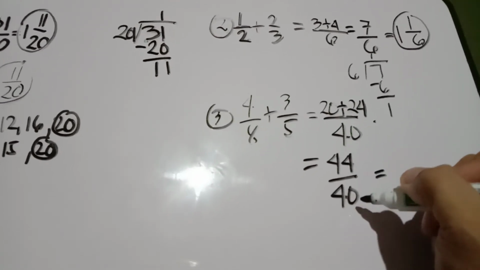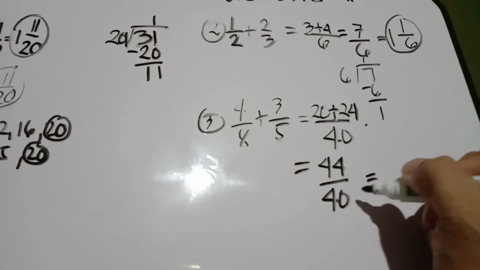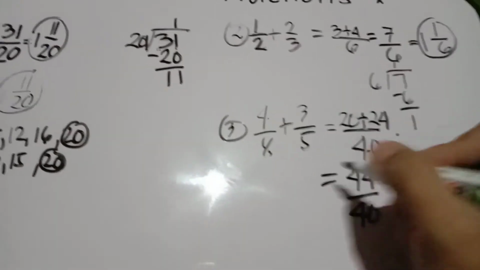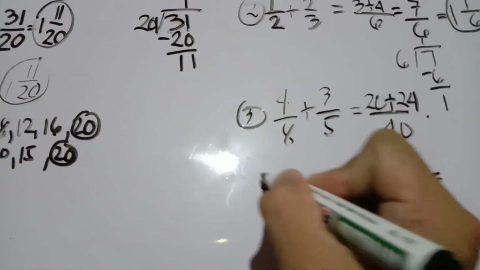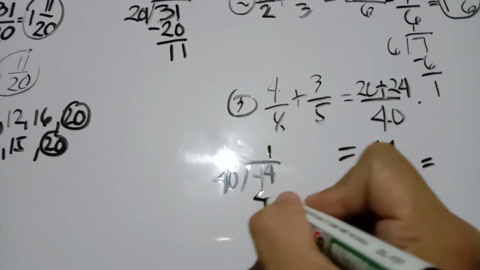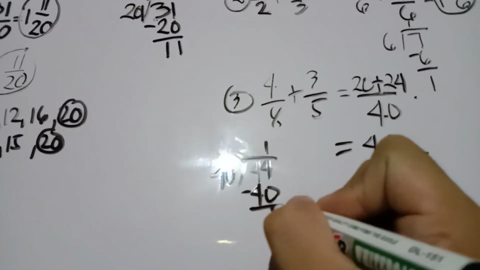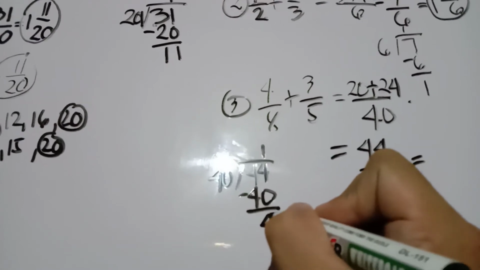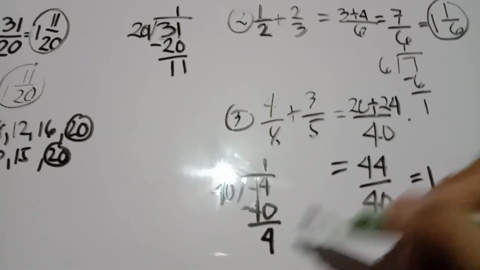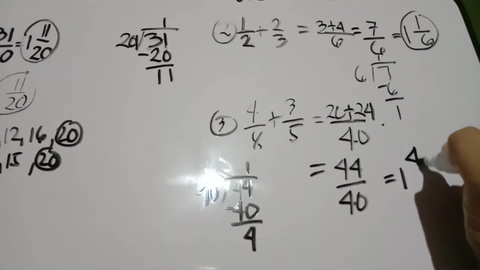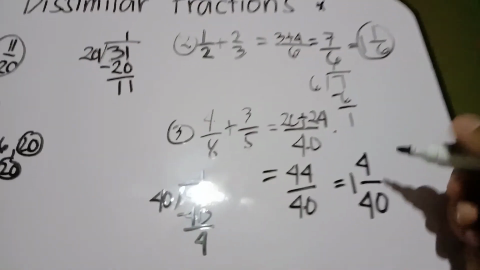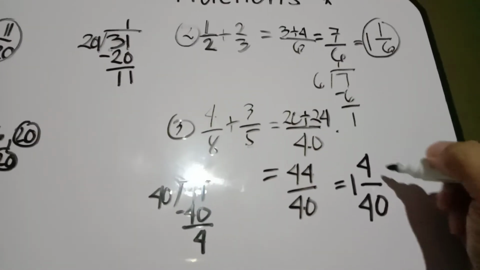So we are going to change the fraction to mixed number. So by dividing, so we are going to divide 44 by 40. Okay, so of course that is 1. 1 times 40, that is equal to 40. Subtract 44 minus 40 is equal to 4. So our answer is 1 and 4/40.